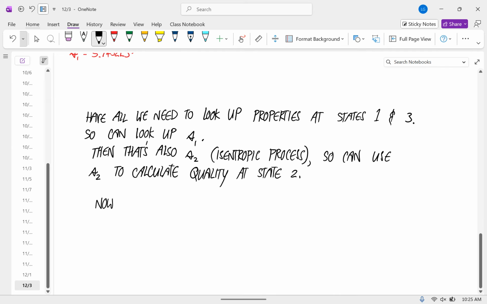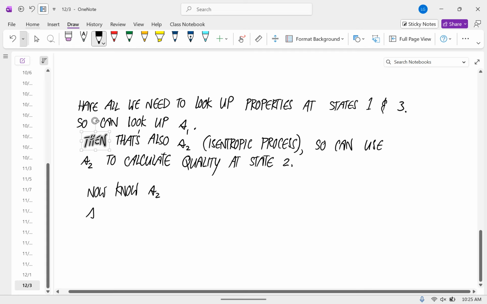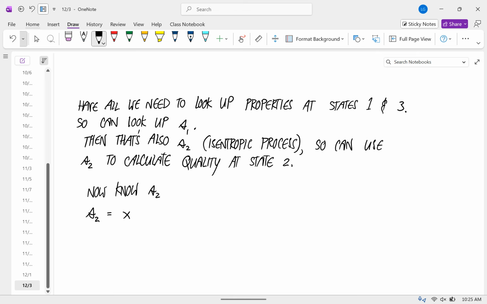So now that we know S2, to find the quality, we can say S2 is equal to the quality times the specific entropy for the saturated vapor plus 1 minus the quality times the specific entropy for the saturated liquid. You could get both of those from the table, or you can plug in a quality of 0 and a quality of 1 into the website.